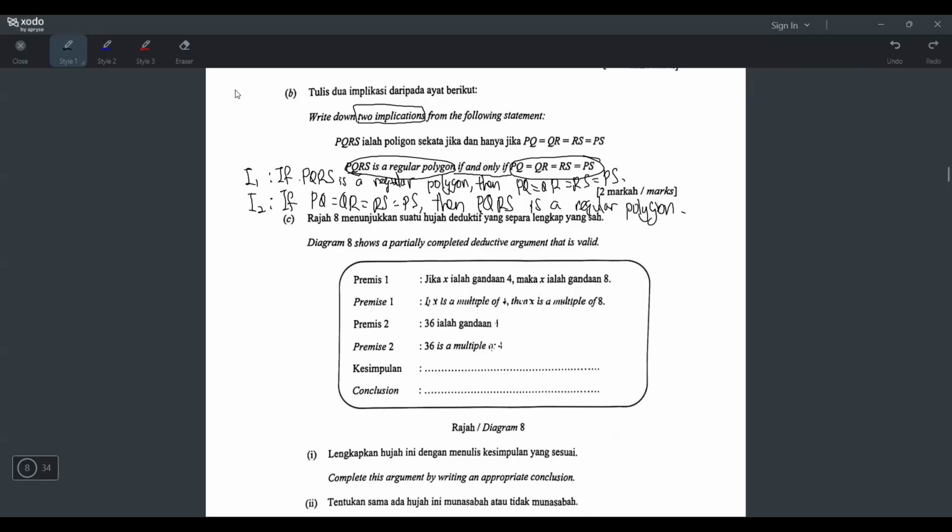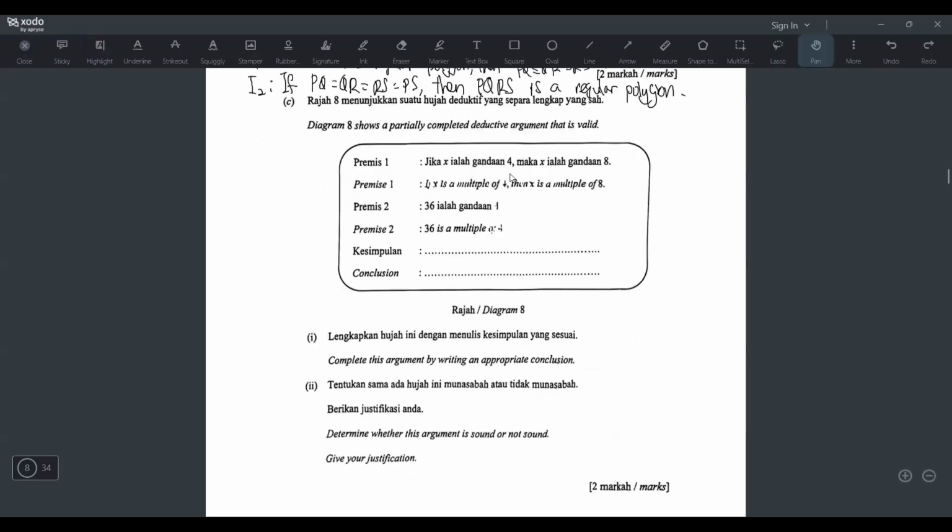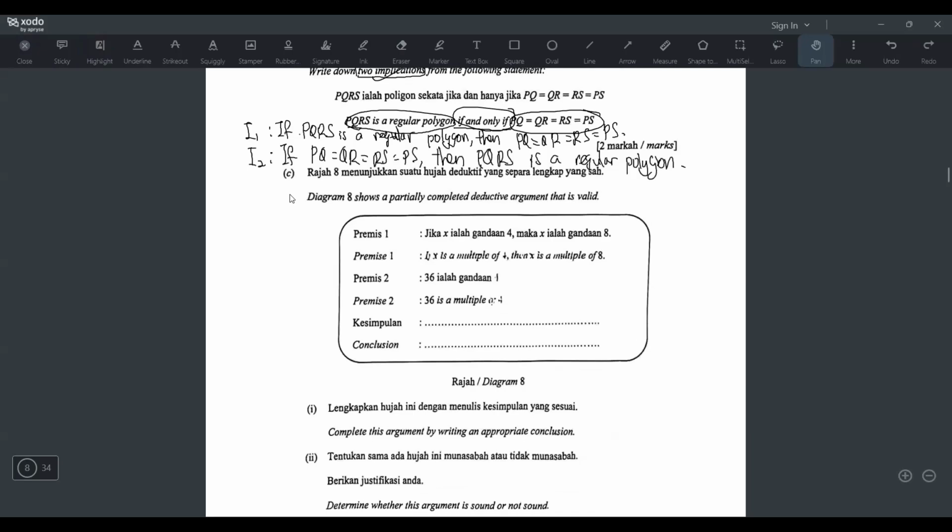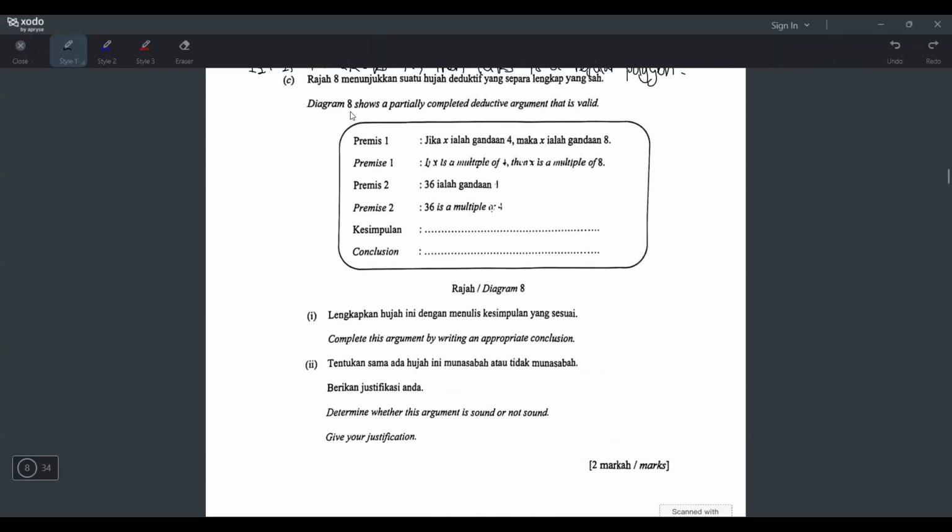So I'll mention again one more time. If you see the words "if and only if" and you write down two implications, you just ignore the "if and only if", circle what's depan and circle what's belakang, and then just write: if depan then belakang, if belakang then depan, then siap already. Okay, so this is quite easy. Nothing to teach here. It's just about learning the format. Okay, let's do C now.